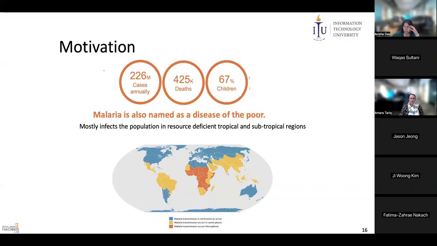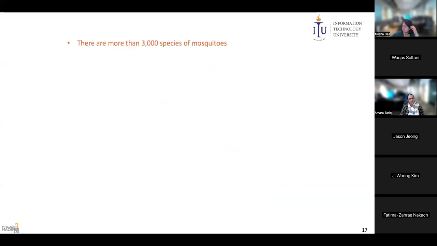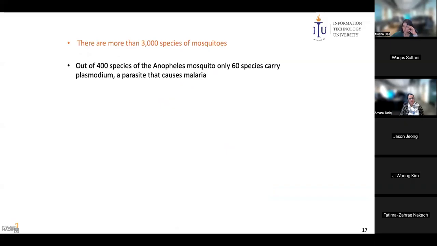And if early detection can happen, it can be easily treated. One of the gold standards for malaria detection is that you put the blood smear slide under the microscope and detect the cells. Just for information, there are more than 3,000 species of mosquitoes, and out of the 400 species of Anopheles mosquitoes, only 60 carry plasmodium. Plasmodium is actually the parasite which causes malaria.